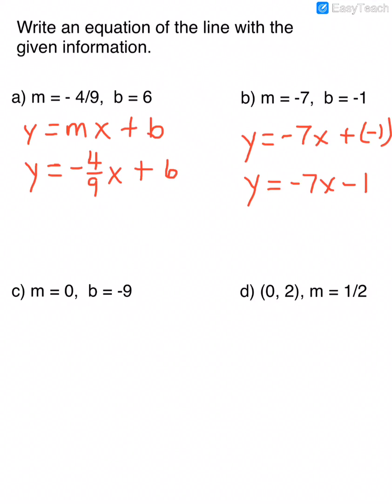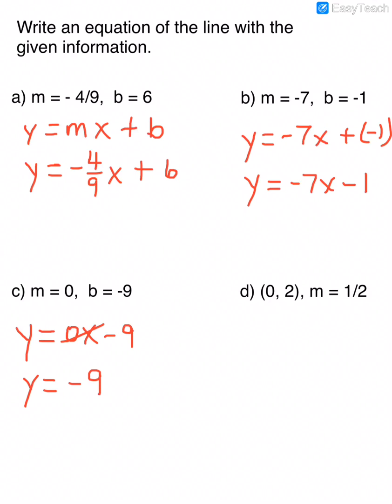For C, we have a slope of 0 and a y-intercept of 9. Okay, so if we were to plug this into slope-intercept form, that would give us y equals 0x minus 9. But 0 times anything is 0, so that just turns to 0, so y equals negative 9.